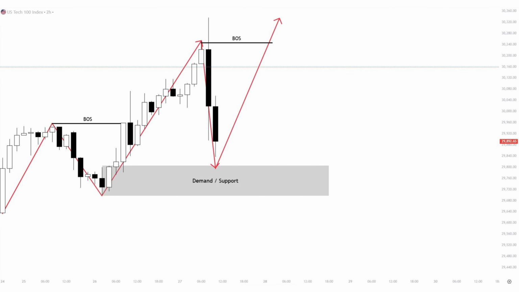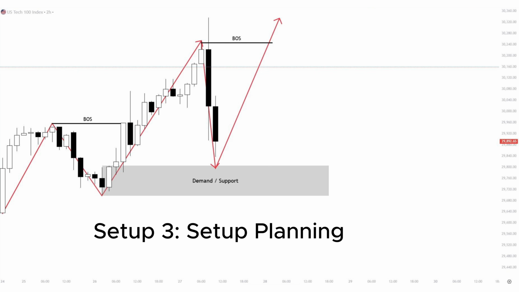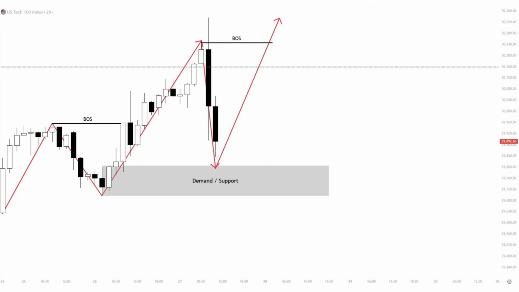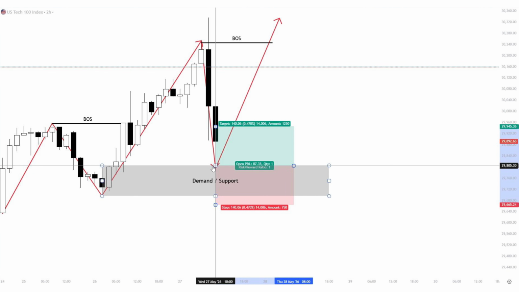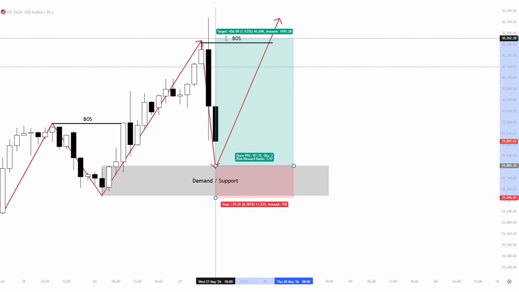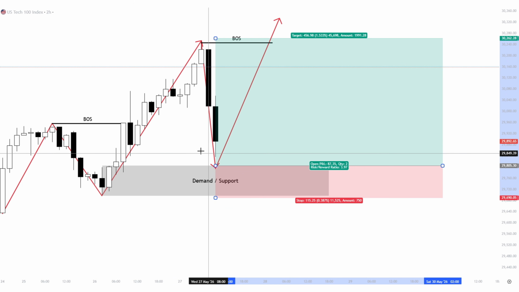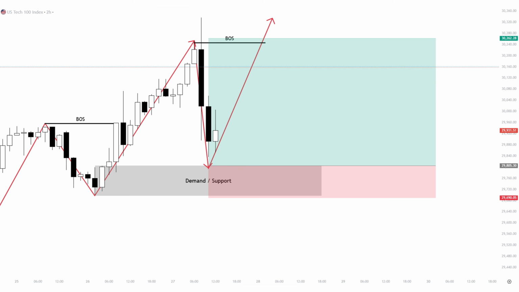And now that we know the direction, and we also identified the entry structure, we get into the last step. The last step is the planning of the setup, which in this specific case, the planning of the setup would be a buy long position from the top of the demand, stop loss below, and take profit above the last high, since we're expecting this last high to break, which, as I said, is what happens on uptrends.